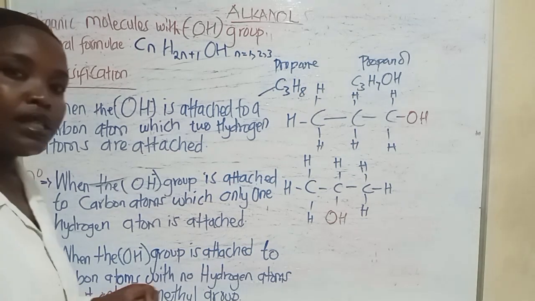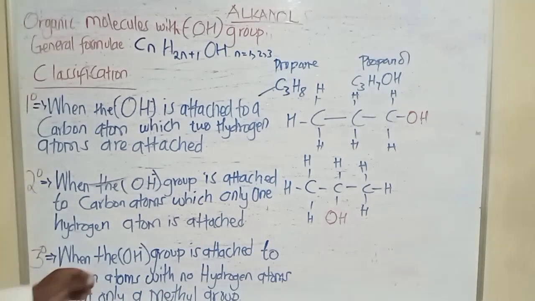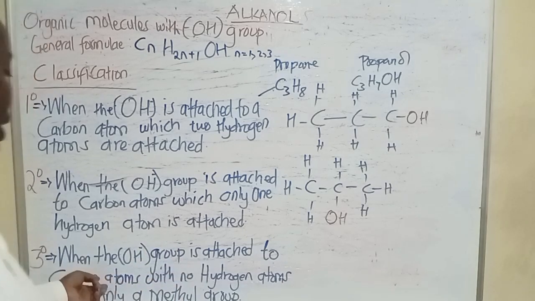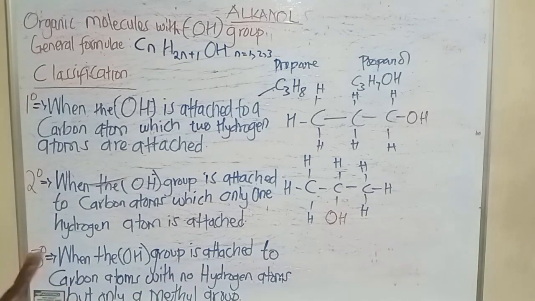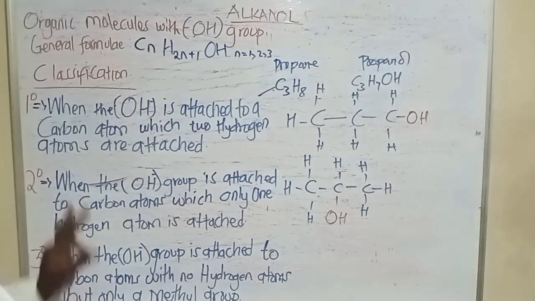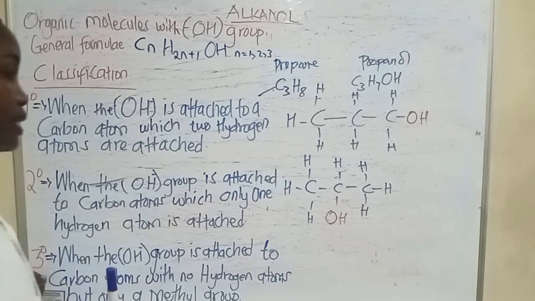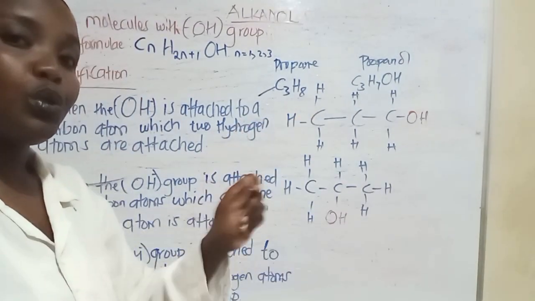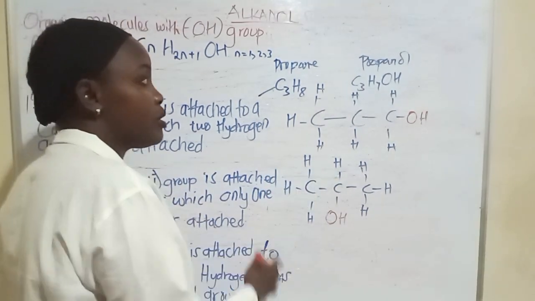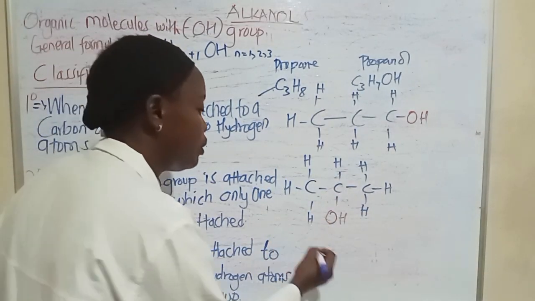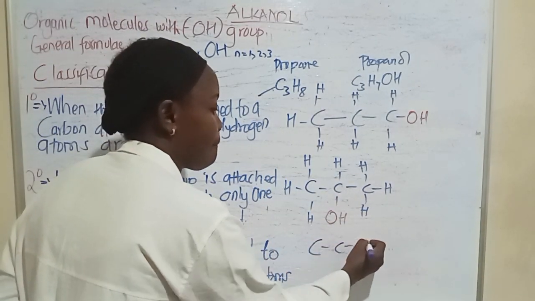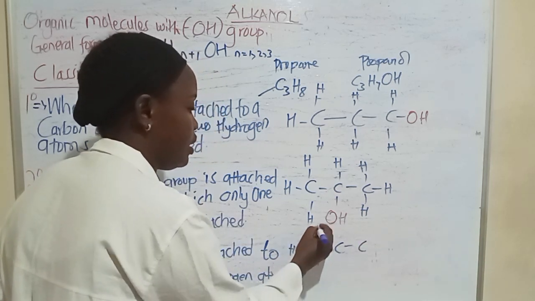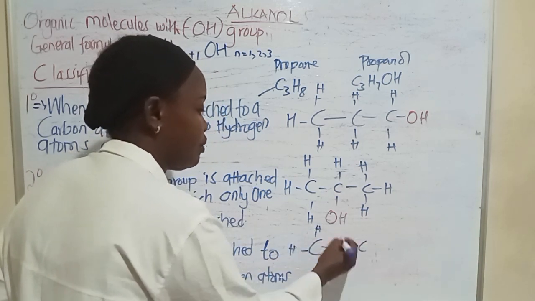Now when you go to tertiary alkanol, we are saying this is an alkanol whose hydroxyl group is attached to a carbon atom with no hydrogen atoms but a methyl group. So for tertiary, the hydroxyl group is attached to a carbon atom which is attached to a methyl group. Still using propanol for our example. So that is our propanol. That is hydrogen, hydrogen, hydrogen.